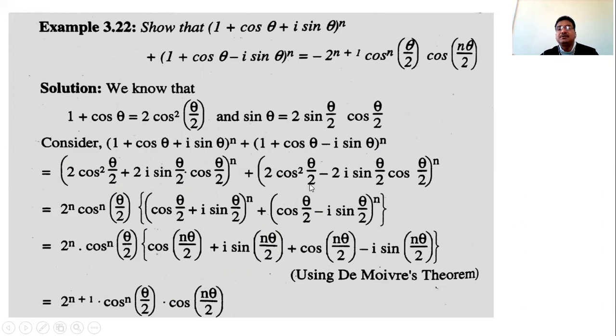Similarly here from this bracket also take 2 and cos theta by 2 as common, we have this in bracket. And then by using De Moivre's theorem, this is cos n theta by 2 plus i sin n theta by 2. Similarly here apply De Moivre's theorem, we have this, because what is De Moivre's theorem? Cos theta plus i sin theta raised to n is cos n theta plus i sin n theta, we have this. And the minus and plus get cancelled, and so 2 times cos n theta by 2. So we have 2 raised to n and 2 into 2 raised to n is 2 raised to n plus 1. We have this RHS.